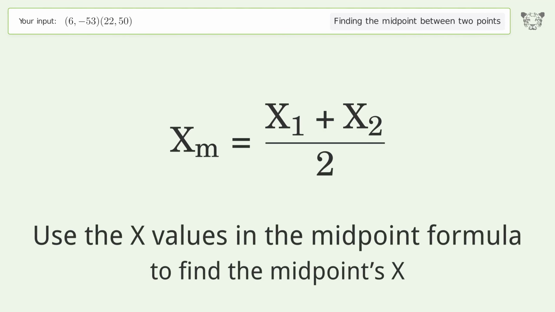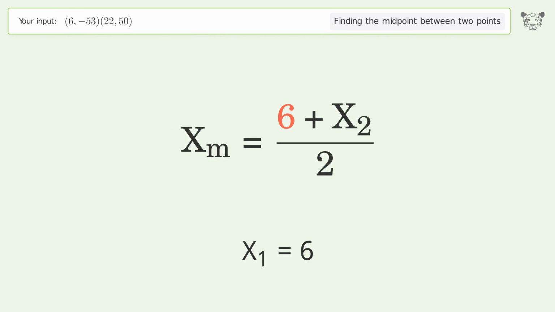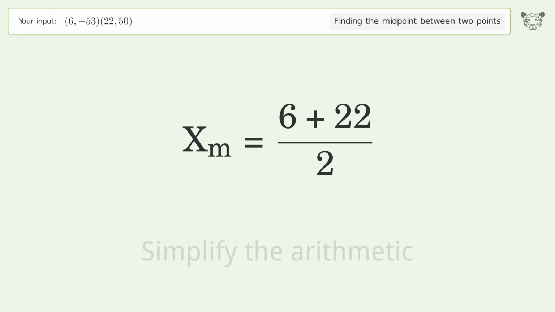Use the x values in the midpoint formula to find the midpoint's x. x1 equals 6. x2 equals 22. Simplify the arithmetic.